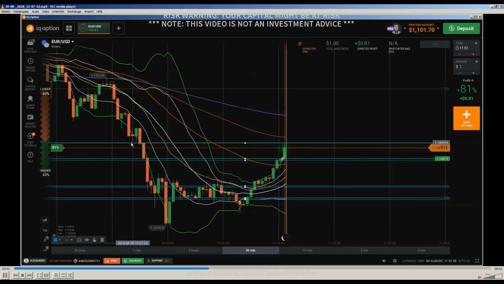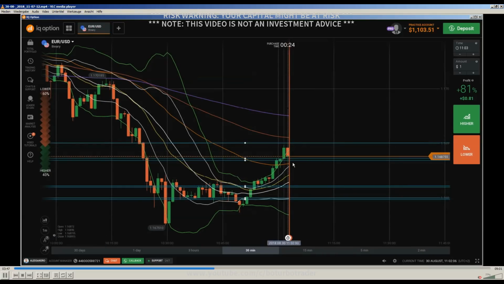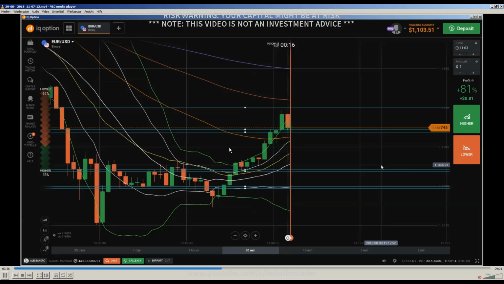I would have also waited for a rejection, but mostly in this kind of condition, price will move really fast upwards, and so I entered immediately into a trade, because at the end price would retrace back, and then we would get out of the money.